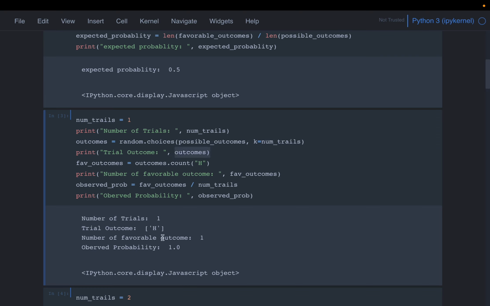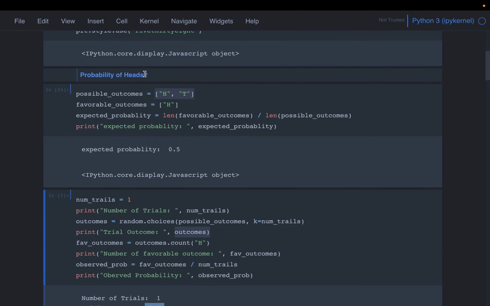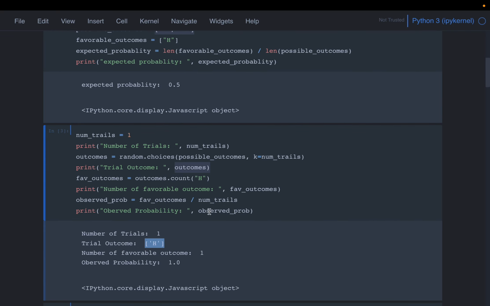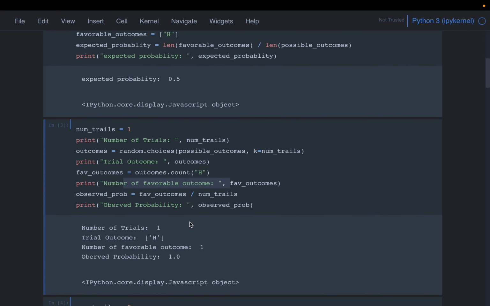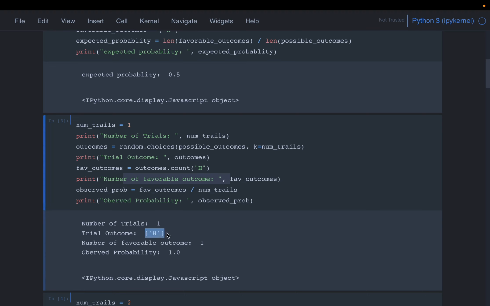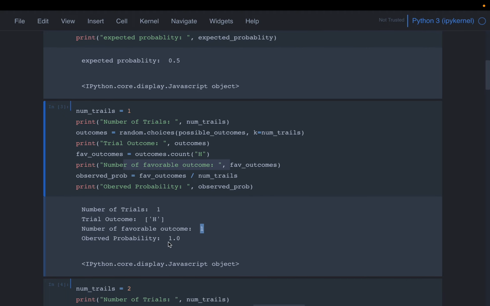Here we are simply printing the outcome. In this case, we flipped the coin once and we happened to get heads. And we are asking the question, what is the probability of heads? The number of favorable outcomes is how many times we have heads in this list, right? So we have heads once. The observed probability is the number of favorable outcomes, which is 1, over the number of trials, which is also 1. So the observed probability we got is 1.